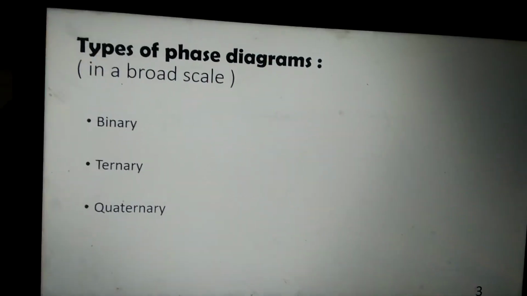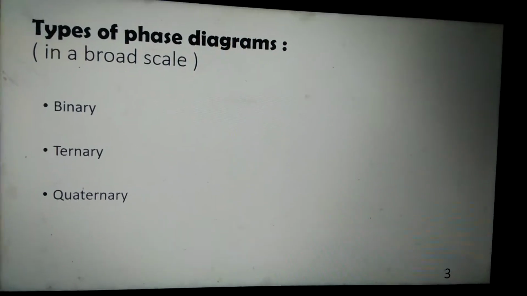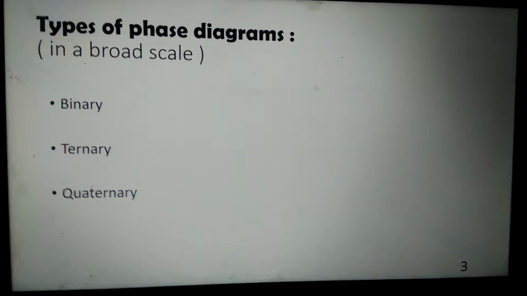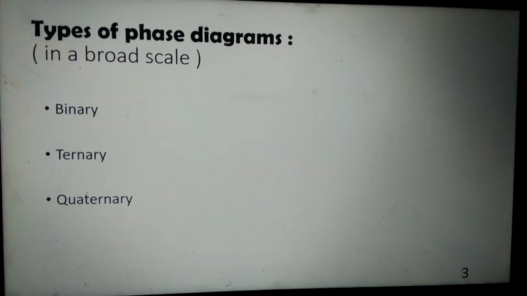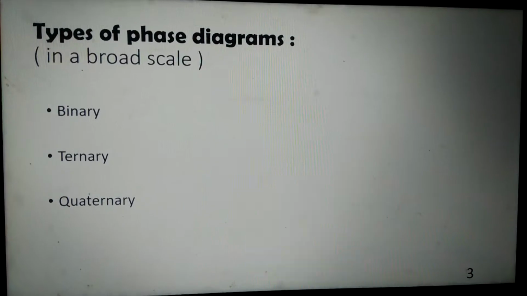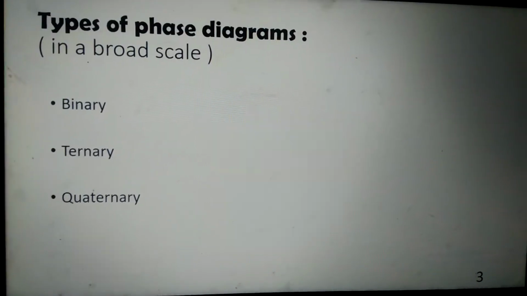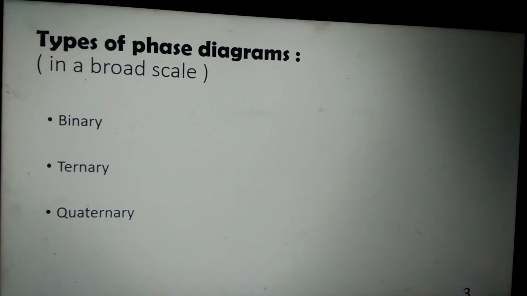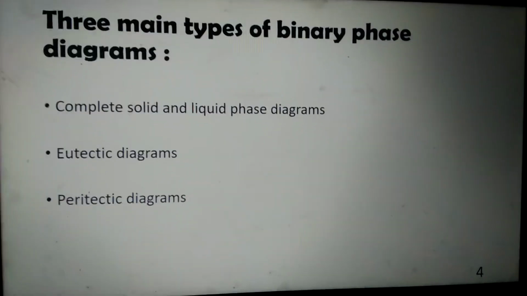Now there are three types of phase diagrams: binary phase diagrams where two components are involved, ternary phase diagrams where three components are involved, and quaternary phase diagrams where four components are involved. Usually the quaternary phase diagrams cannot be done by humans, so they are done with the help of computers. Now in today's seminar, let us confine ourselves to the binary system, or the binary phase diagrams. In the binary phase diagrams, we have three subtopics.